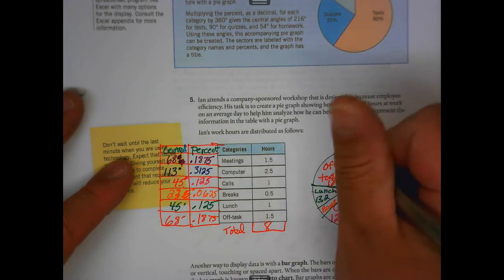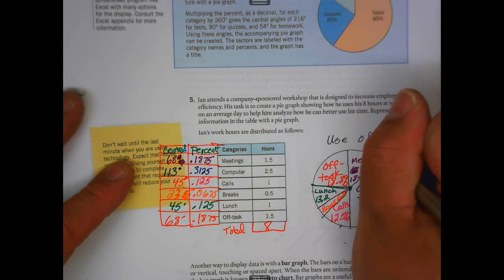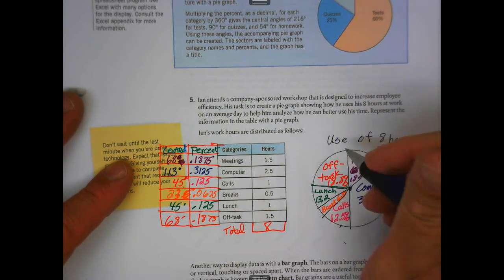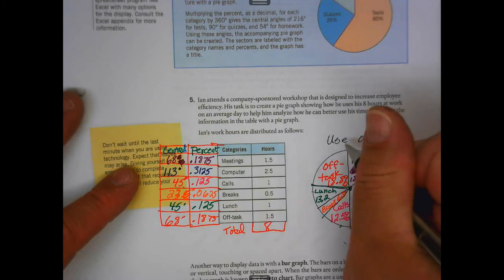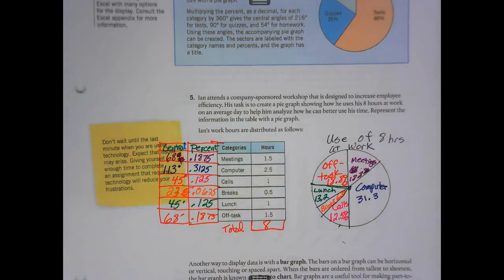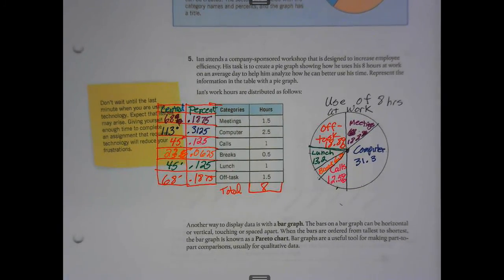Okay, next graph. Another way to display data is with a bar graph. If we align those bars from highest to lowest, tallest to shortest, we get what's called a Pareto. So, bar graph, and when you organize it from highest to lowest, it becomes a Pareto.